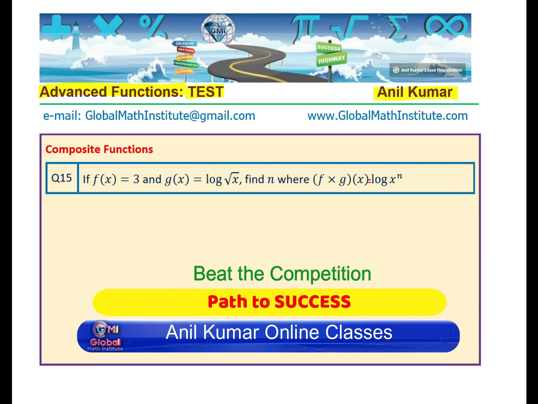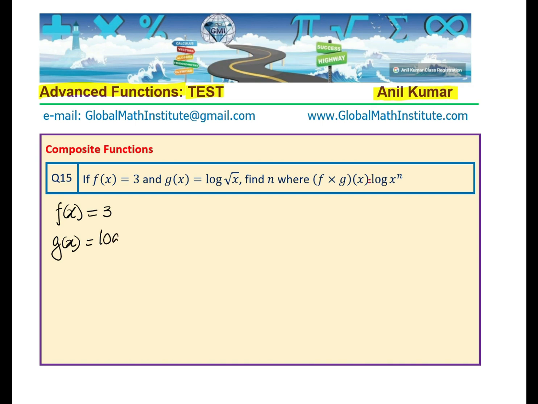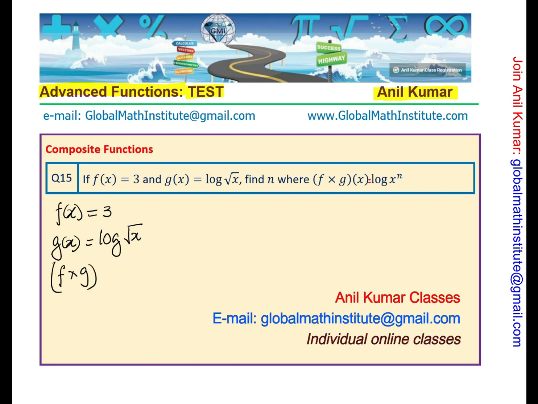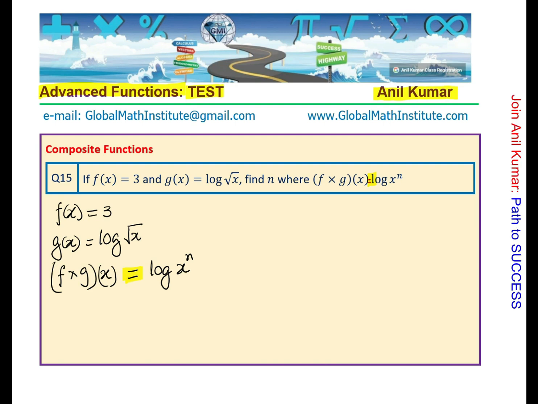So in this question we are given that the function f of x is 3, g of x is log of square root of x, and another function is given to us which is f times g of x, and that is equal to log of x to the power of n. So here is a typing error. We missed an equals sign in between. So now that is a question for you. You can pause the video and find the value of n.